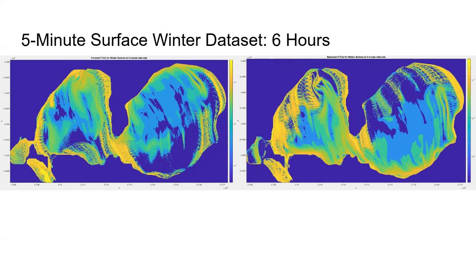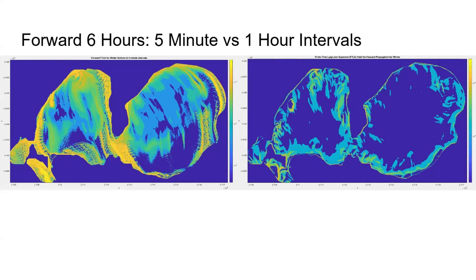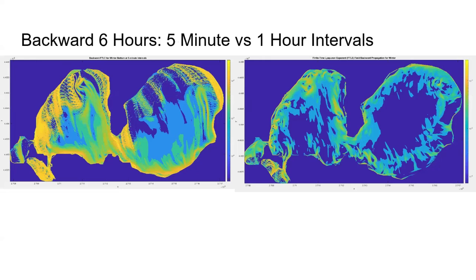making the charts unreadable. Now this is the comparison between the 5 minute and 1 hour intervals. The 5 minutes will be on the left side, and then 1 hour intervals will be on the right side, for forward and then backwards.